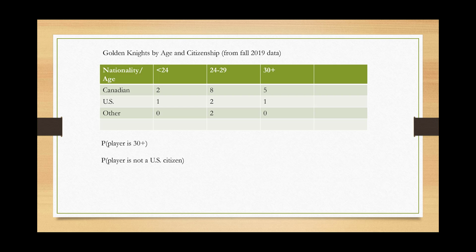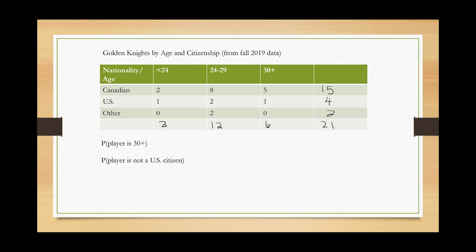So let's do some small summaries first. In total, 2 plus 1 plus 0, we had 3 players less than 24. We had 8, 2, and 2, which is 12 players that were 24 to 29, and 6 players that were 30 and over. Going across 2, 8, and 5, that says 15 total Canadians. 1, 2, 1 is 4 players from the United States and 2 from somewhere else. Then if you add that up, 15, 4, and 2, that is a total of 21. You can double check yourself by adding 3, 12, and 6, also 21. So 21 players that we're talking about.